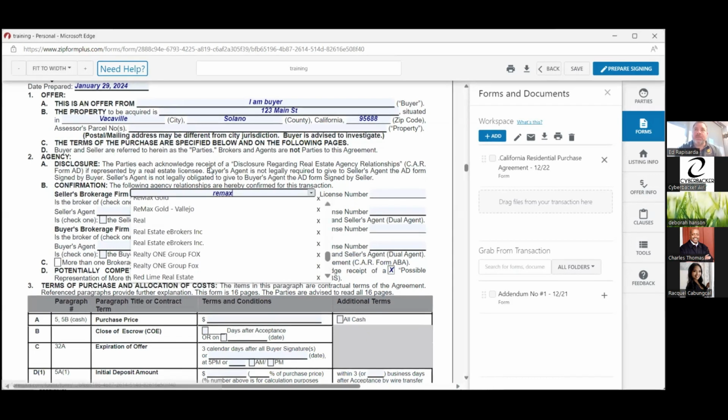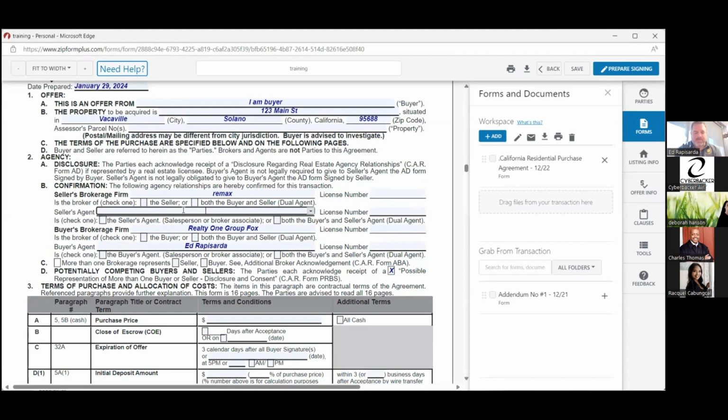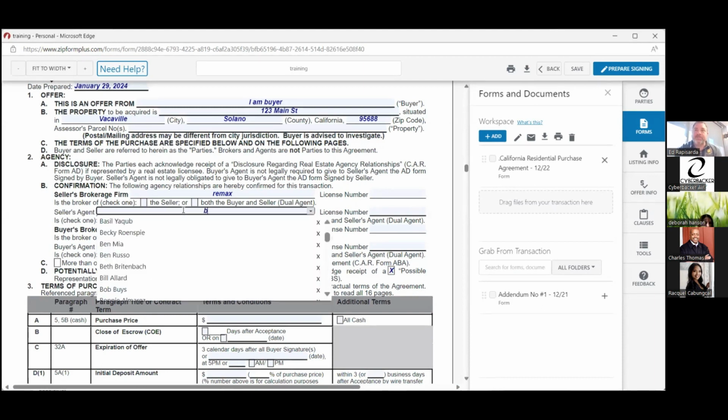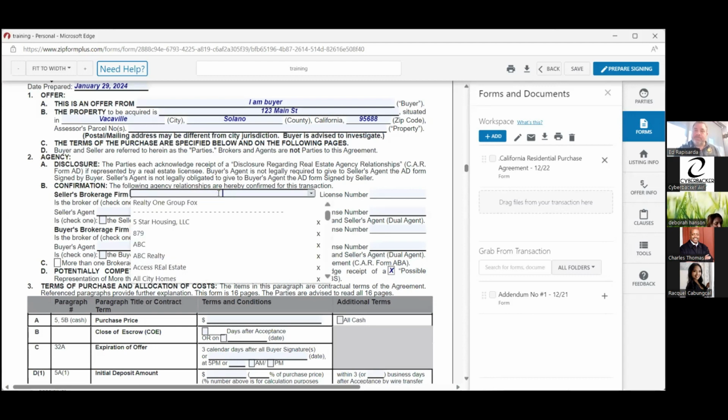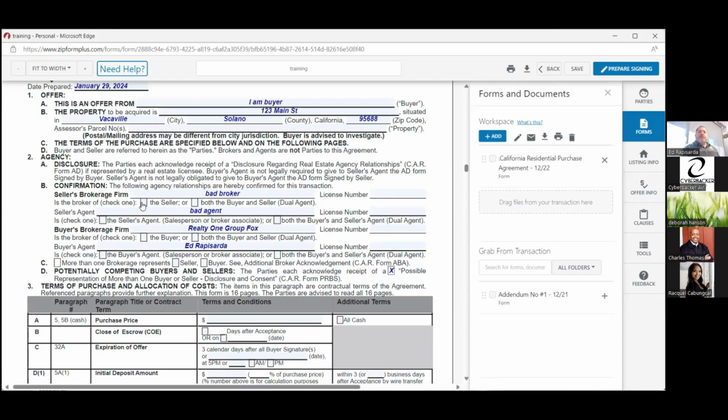So let's say Remax is one, and it's a bad agent. Sorry. Let me just take off Remax because that's not nice. Bad broker. All right, better. So the seller is represented there, and we are representing the buyer, right? So we would check those two boxes. If it was both the same company, then we would click this box.